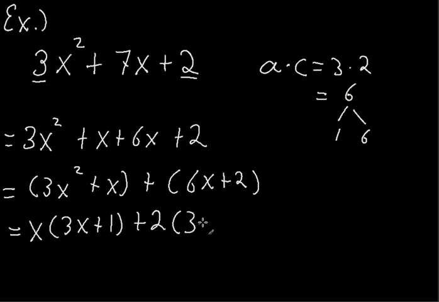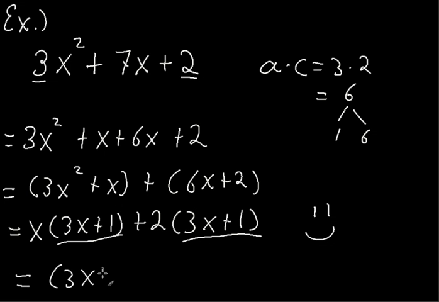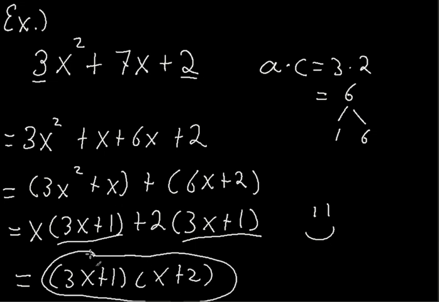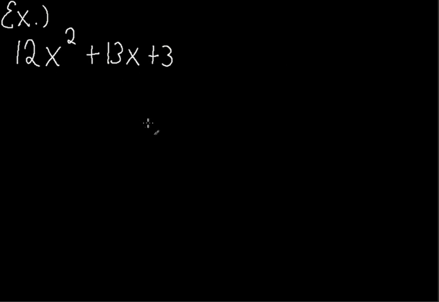2 times 3x plus 1. Sorry, that should be a 1. So look at that, they are the same: 3x plus 1, 3x plus 1. I'm happy because that means I factored correctly. So I can factor out a 3x plus 1 and an x plus 2. Okay, so those are my factors, and now this is fully factored. I claim that if you redistribute these, you will get back the original trinomial. But let's keep practicing this AC method.